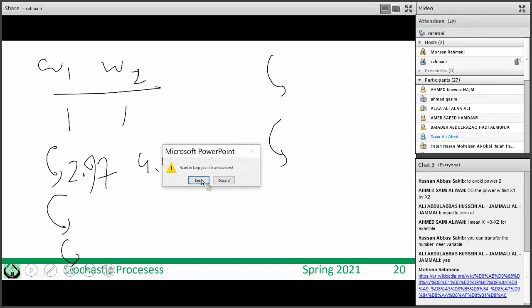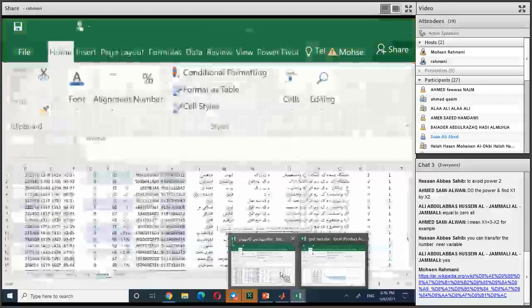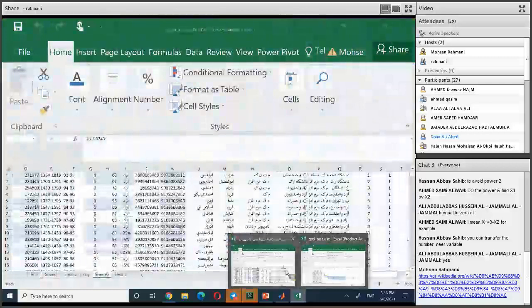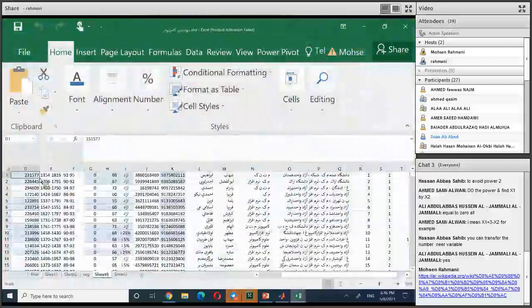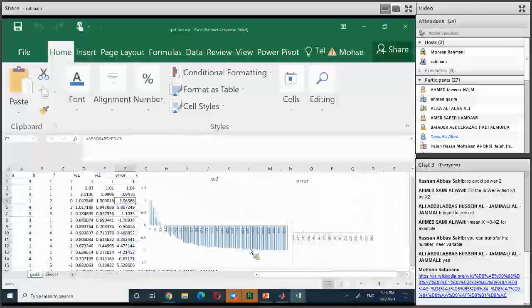I have tested this on numbers. This is easy. I did this in an Excel.